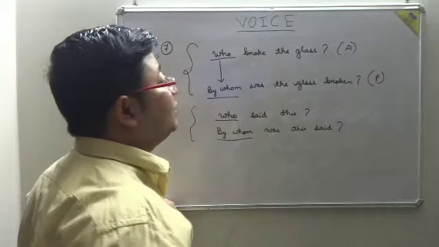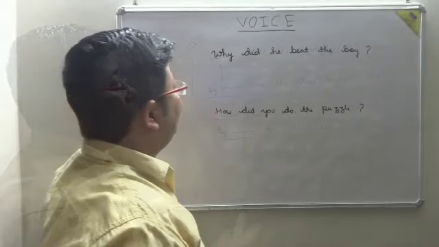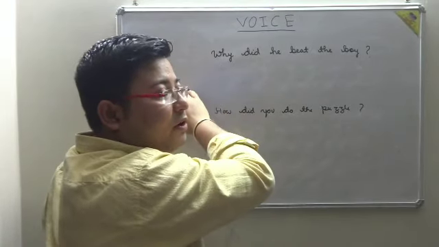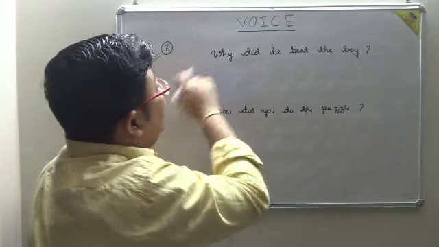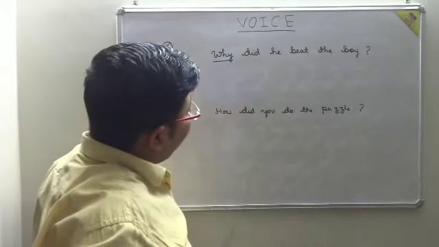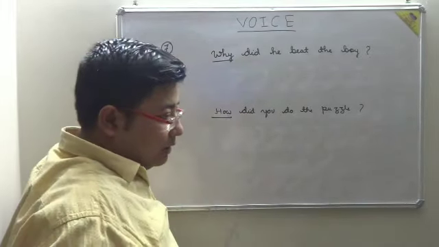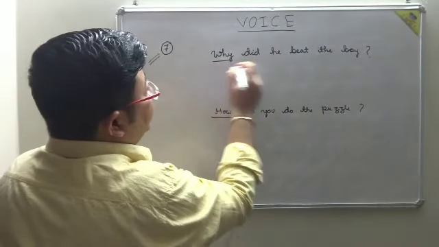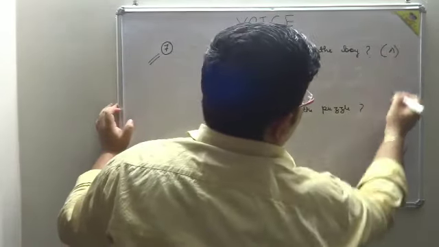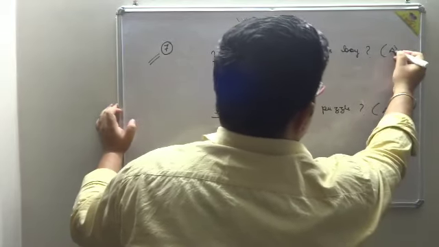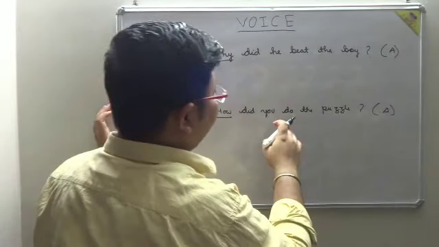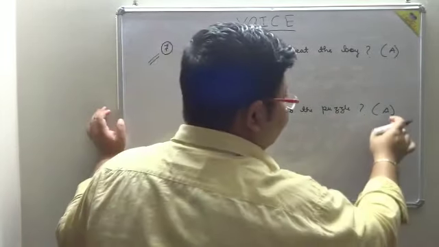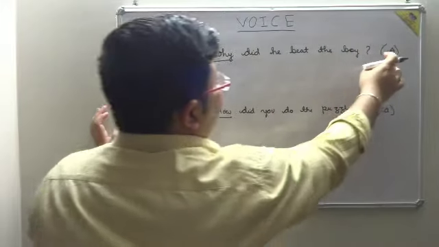Now I will tell you with why and how. I told you by using who. Whenever who is there in active voice, then it will be converted to by whom. Now in case of why and in case of how, see the example. Why did he beat the boy? How did you do the puzzle? This is in active voice and this is also in active voice.